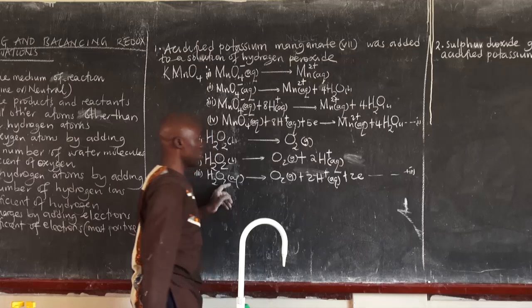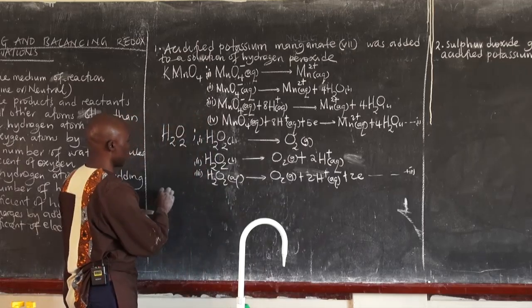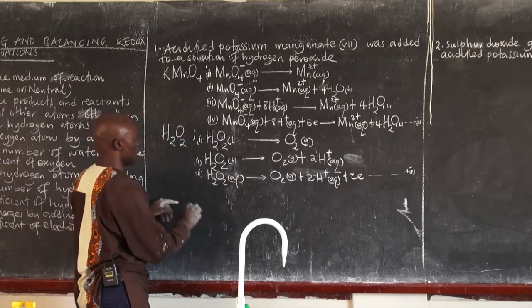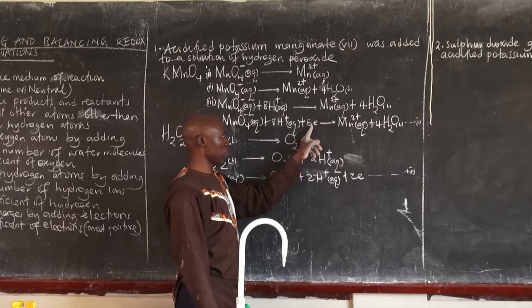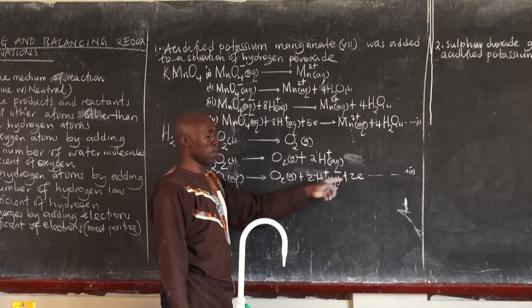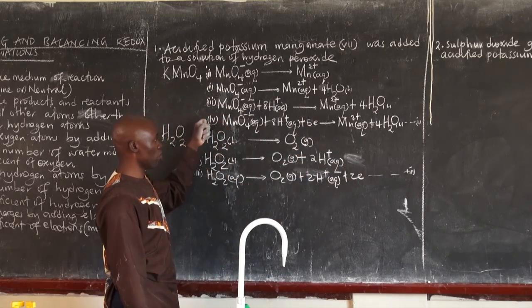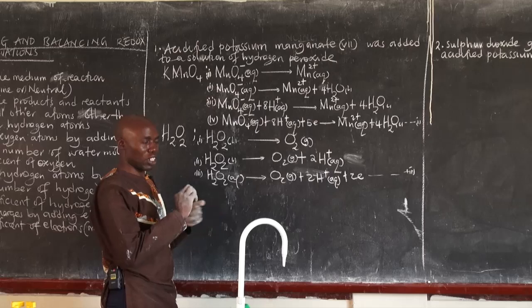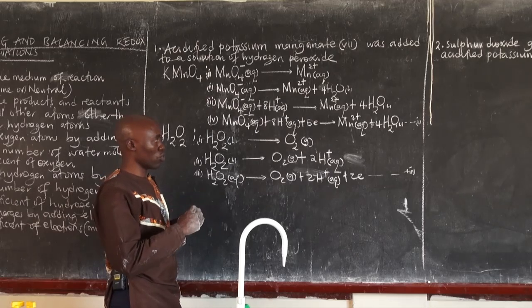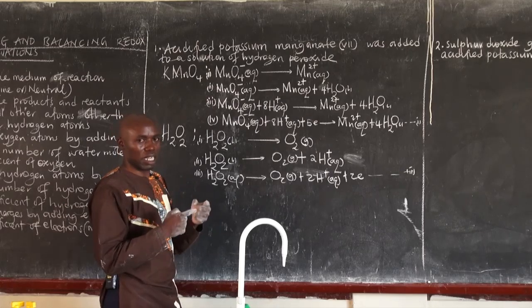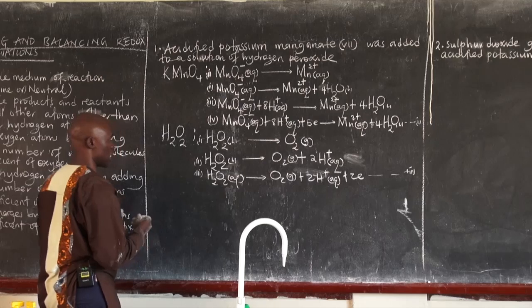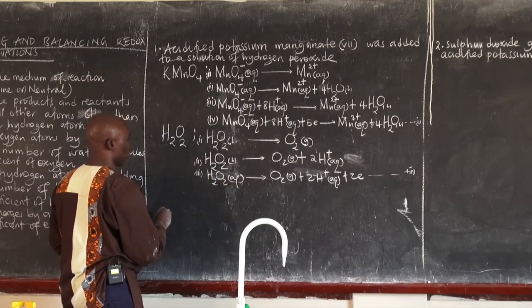I'm going to add it to this equation. Then I'll cancel the electrons. So here there are 5 electrons, 2 electrons. So I'll multiply this by 5, multiply this by 2. So we cancel to form the redox equation by eliminating the electrons using appropriate coefficients.